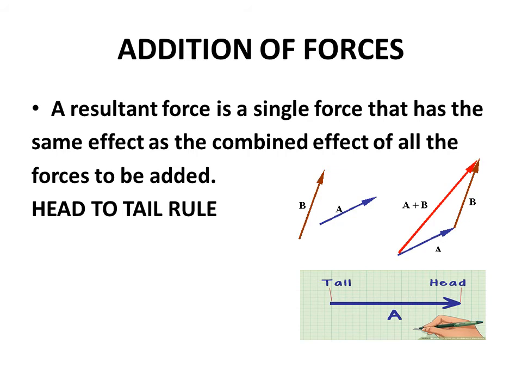When forces are added, we get a resultant force. As shown in the figure, a resultant force is a single force that has the same effect as the combined effect of all the forces to be added. One of the methods for the addition of forces is the graphical method, by which we can add forces by the head-to-tail rule of vector addition.